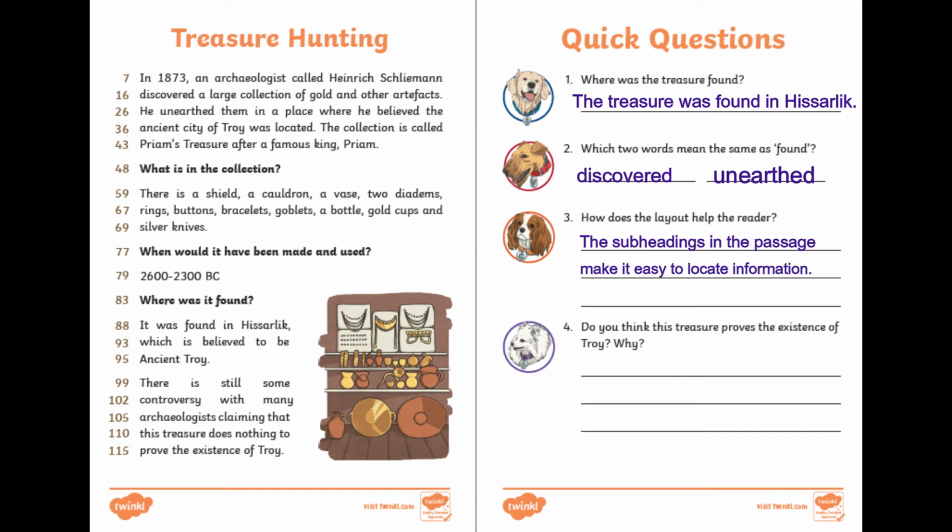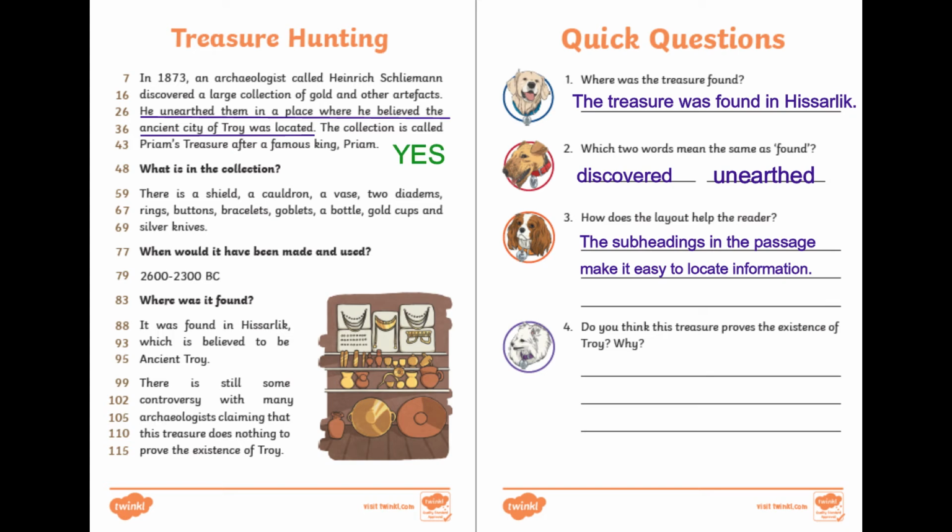Now for question 4. Do you think that the treasure proves the existence of Troy? Why? Based on the icon next to it, this is a prediction question, because I have to make a prediction based on the information given in the text. I have to guess something. Well, let's go back to the text and look at the evidence. It says at the top of the text, in the first paragraph, that Heinrich unearthed the treasure in a place where he believes the ancient city of Troy was located. So that suggests to me that maybe Troy did exist.